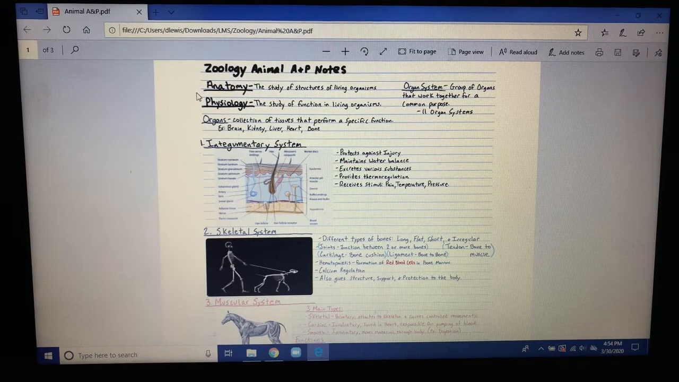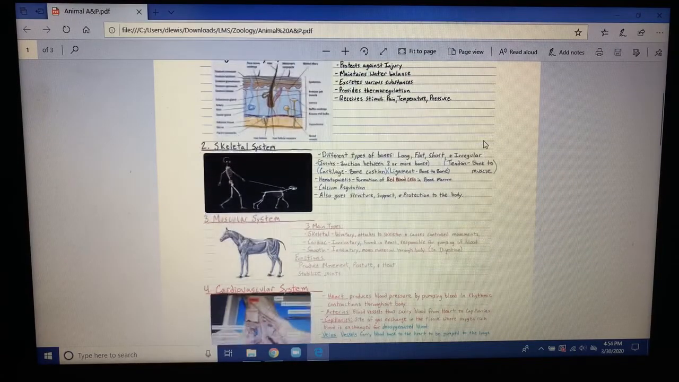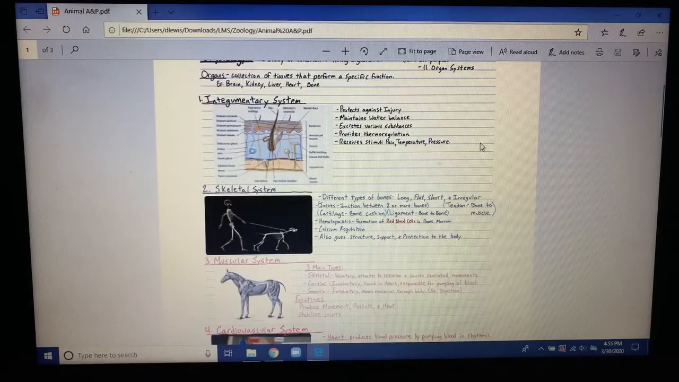So we'll be looking at organs, which are a collection of tissues that perform a specific function together. Think about the brain, the kidney, the liver, the heart, or even bone or muscle, for example. And those organs will be gathered together into organ systems, which is a group of organs that work together for a common purpose. And there are 11 of those, and we're going to spend the next couple of minutes looking at each of those systems.